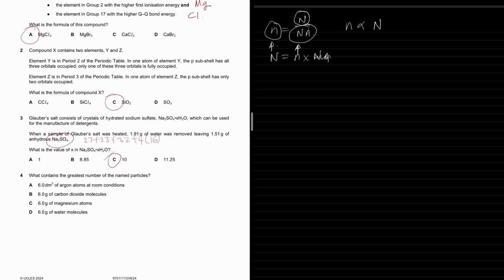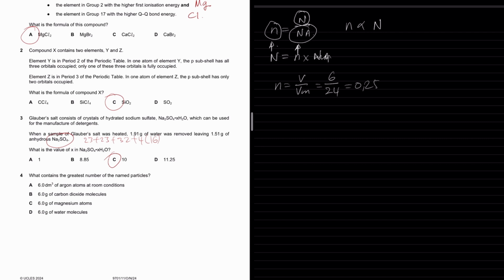So for the first one, 6 dm cubed of argon atoms at room conditions. So that's gas, so we need to use the gas formula. n is equal to V divided by Vm. 6 divided by the molar gas volume at room temperature, which is 24. So 6 divided by 24 is 0.25.